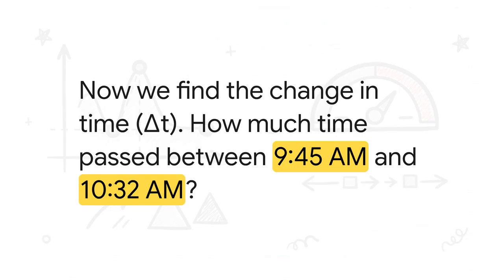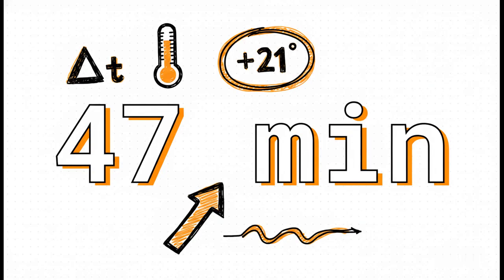So, the first reading was at 9:45 a.m. and the second one was at 10:32 a.m. The question is pretty simple. How many minutes passed between those two times? Turns out 47 minutes went by between 9:45 and 10:32, and that is our delta T.